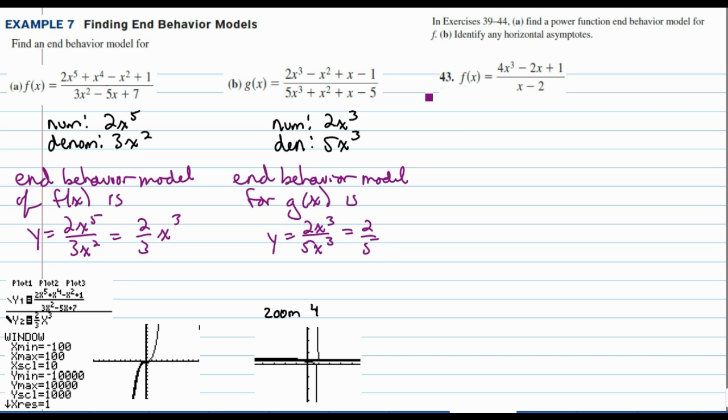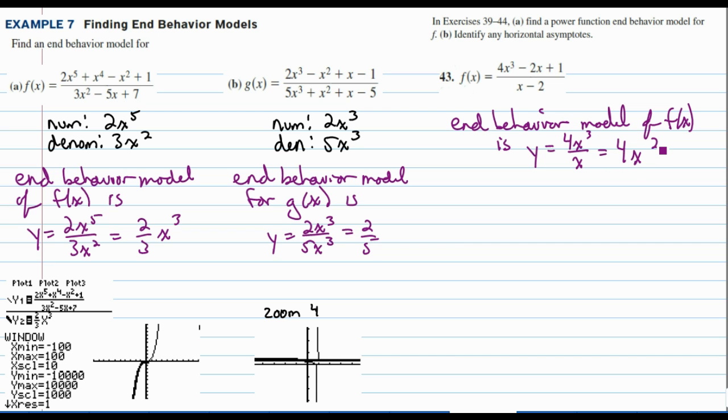Number 43. Part A says find a power function end behavior model for f. Well, the end behavior model of f of x is y equals 4x cubed over x, which then simplifies to be 4x squared. So it's parabolic, actually, which then means in part B that we don't have any horizontal asymptotes. If the end behavior is parabolic, there isn't going to be a limit as x approaches infinity of a constant value. Now I want to show you this on the calculator.